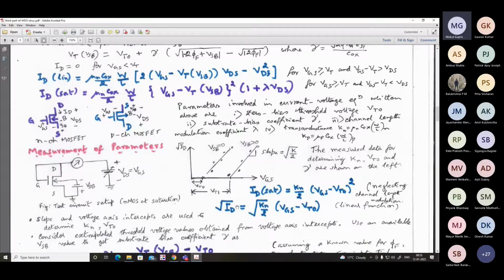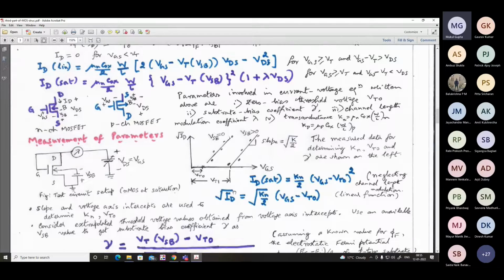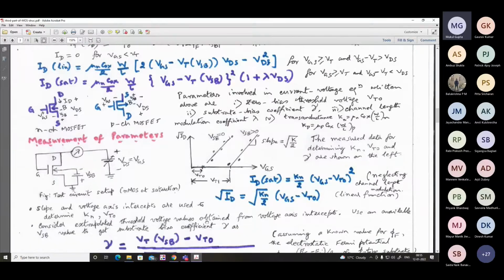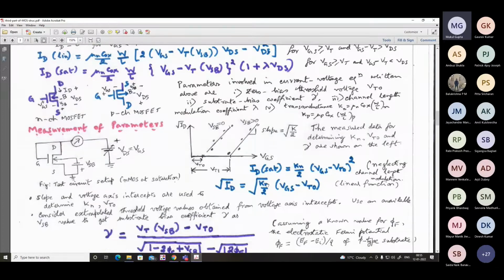Suppose I know the value of the electrostatic Fermi potential of the p-type semiconductor, say 0.25 volt or 0.35 volt. Actually, it is negative, minus phi F. Suppose we know the technology value, say it is given to be minus 0.25 volt, or minus 0.2 volt, or minus 0.3 volt. Then I know the value, and VSB is within my hand as the experimenter. We are doing the experiment. This we can control. Other values, some technology parameters, should be given.